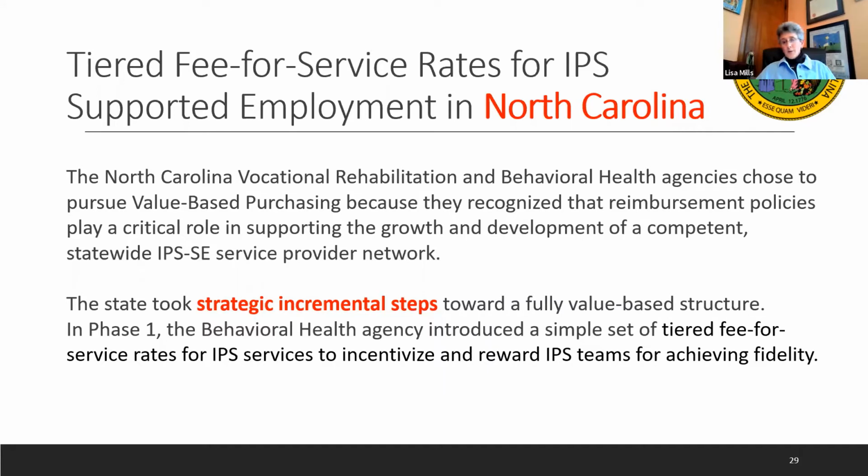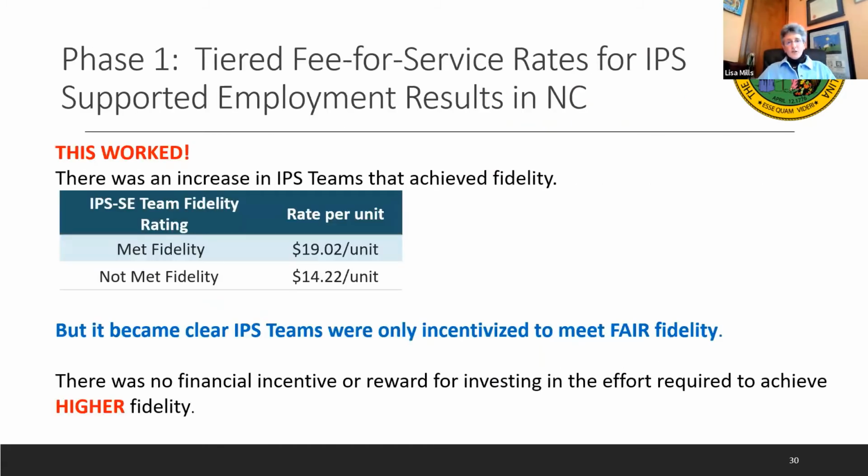They introduced just a simple set of tiered fee-for-service rates for IPS that would begin to reward IPS teams for achieving fidelity. Next slide. So as you can see here, what they did is they changed the fee-for-service rates so that there were two different rates. One for an IPS team that achieved fidelity and was providing these services, and for those who had not yet met fidelity, they were paid a lower rate. They did give providers, new IPS teams, a certain amount of time to achieve fidelity before the lower rate kicked in, in order to not put them at a disadvantage.